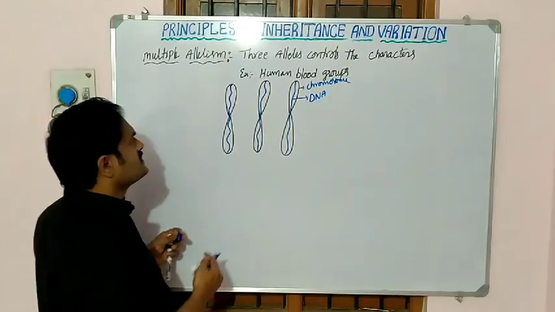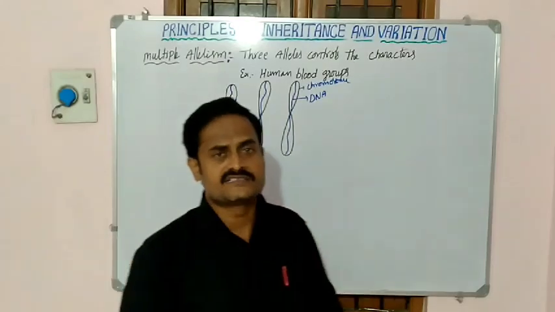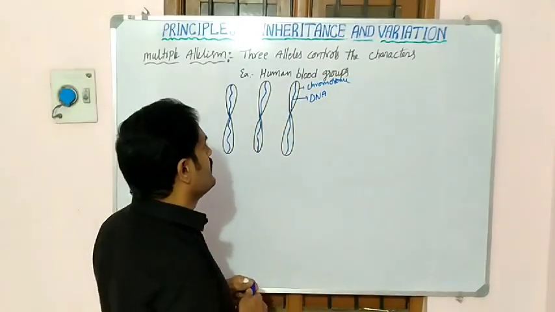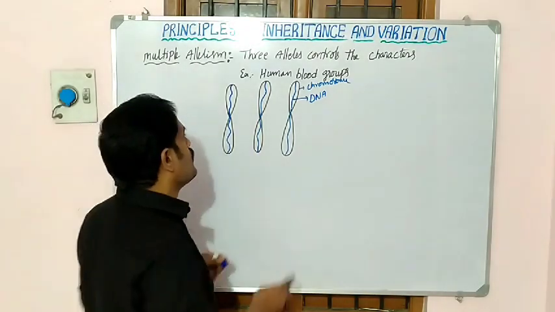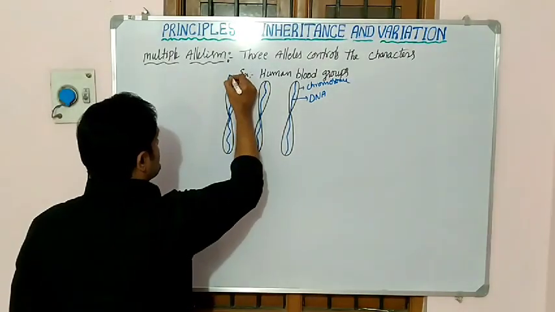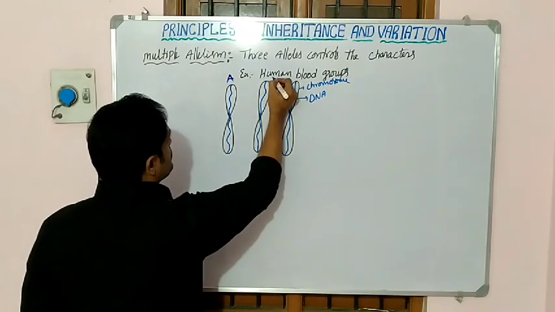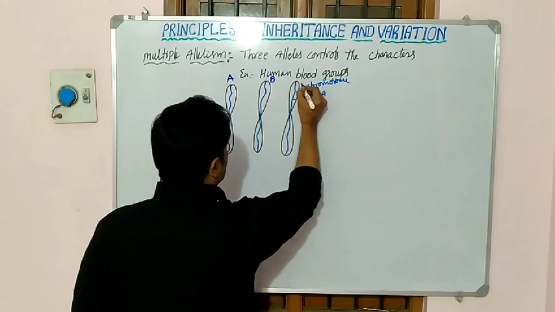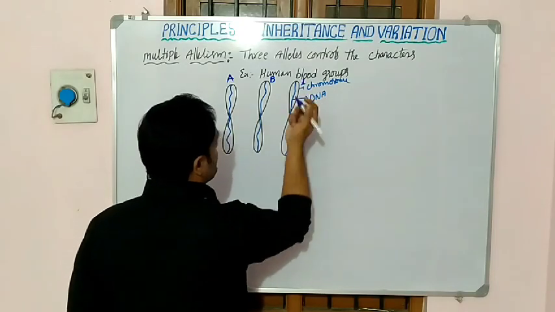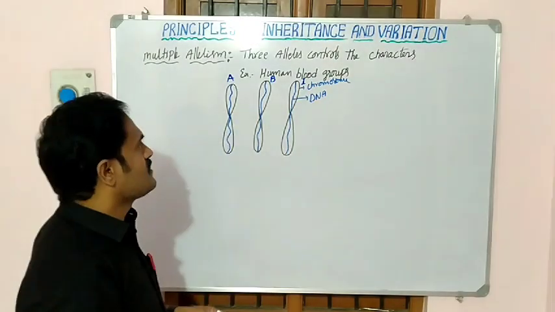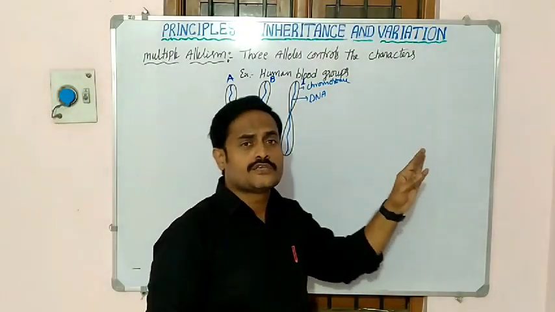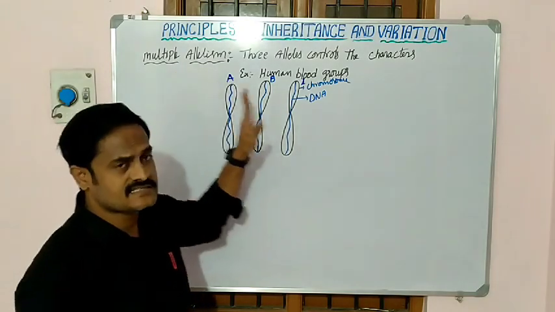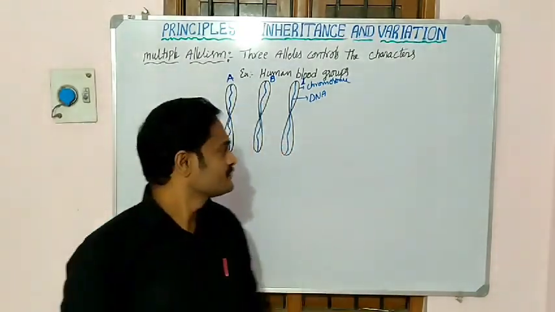Then what kind of alleles or factors control the human blood group? Majorly three types. What are they? One is the A allele, the second one is the B allele, and the third one is the I allele. See, three types of alleles control the human blood groups. So this kind of method is called multiple allelism.